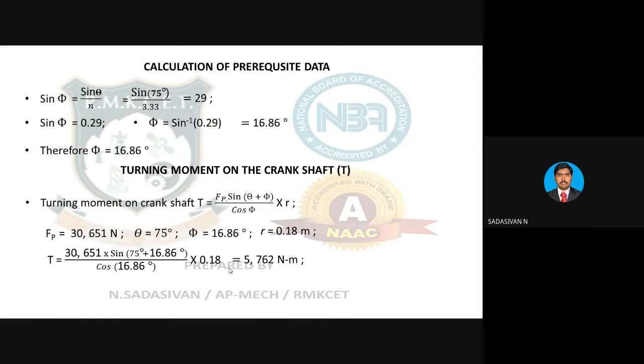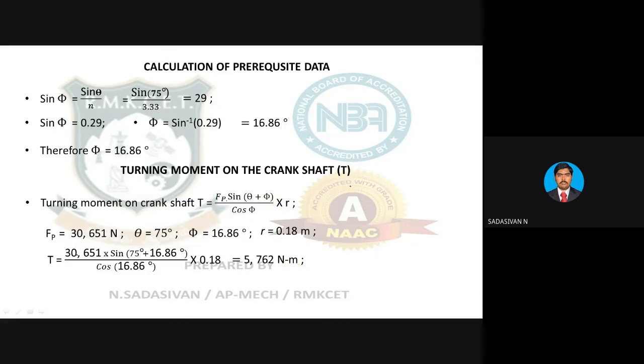So the answer is 5762 Newton meter. The torque unit is Newton meter. This is Ft, crank pin effort, force. This is Newton. This has a unit of meter, radius. So the unit of torque is Newton meter. Don't forget to write the Newton meter unit. So that is the only answer required.